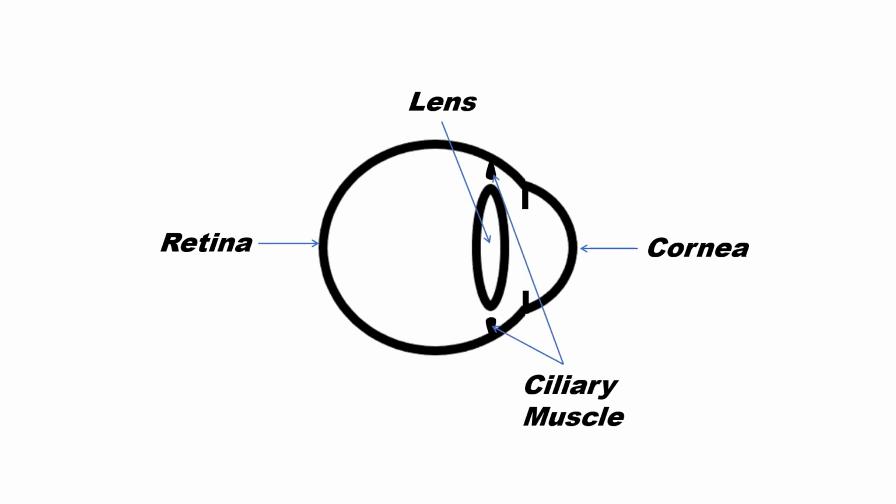Okay, next let's look at the eye's focusing system. This consists of the retina, which we've just discussed, the cornea, which is the transparent focusing surface on the front of the eye, the focusing lens inside the eye, and the ciliary muscle. This is a ring of muscle that goes around the outside of the lens and contracts and relaxes to make the lens change shape to focus at different distances away.